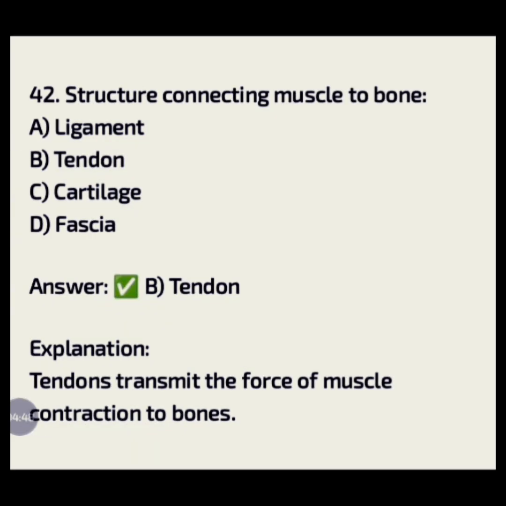Which structure connects muscle to bone? Option A, ligament; option B, tendon; option C, cartilage; option D, fascia. The correct answer is option B, tendon. Tendons transmit the force of muscle contraction to bones.